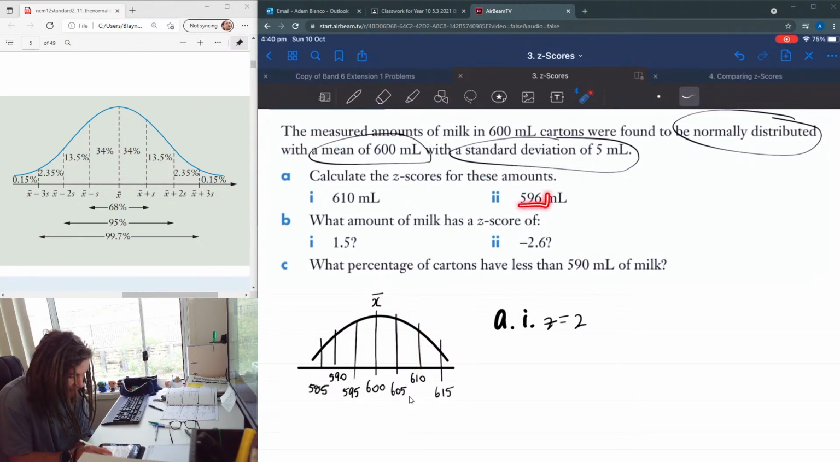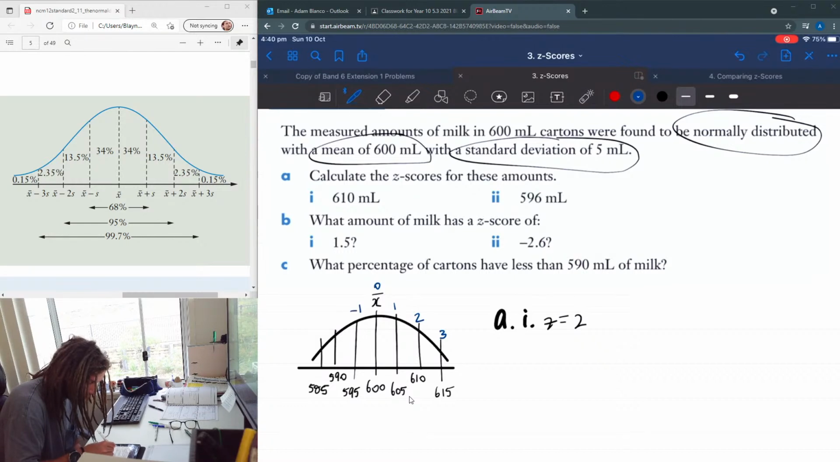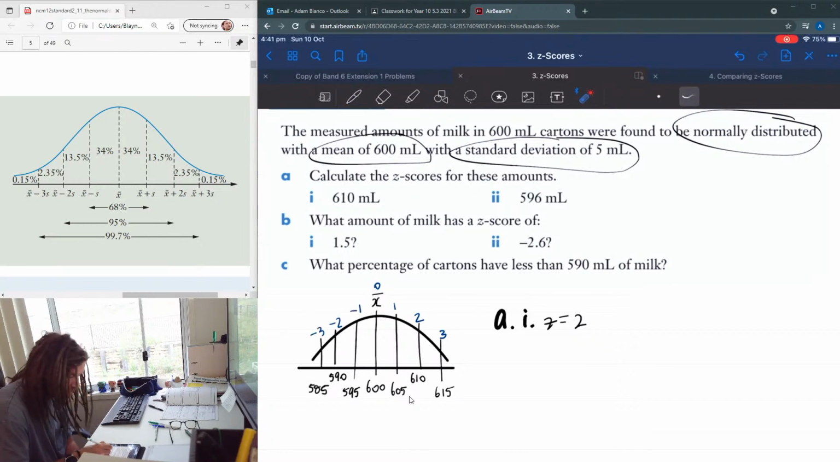But with something like 596, I can't, because I know what 595 is, and I can estimate where it's going to be. This is a Z score of -1. Maybe I'll draw my Z scores up here: 0, 1, 2, 3, -1, -2, -3. I'm expecting a value a little bit in this direction of 595, because I'm looking for 596. So 596 is going to sit here somewhere, and I'm expecting my Z score to be between 0 and -1. So hopefully I get that.